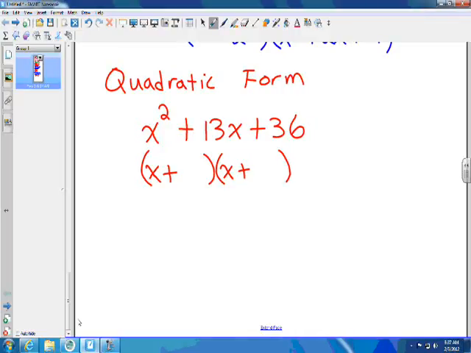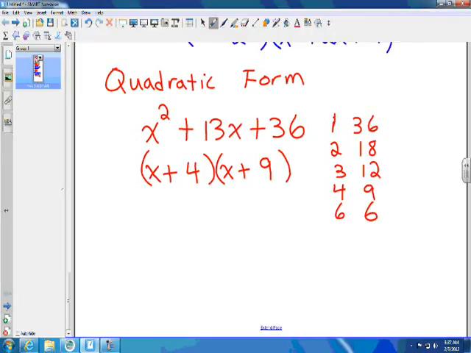So the factors of 36: 1 and 36. What else? 2 and 18. 3 and 12. 4 and 9. 6 and 6. So do any of those add up to 13? 4 and 9. And that's it.